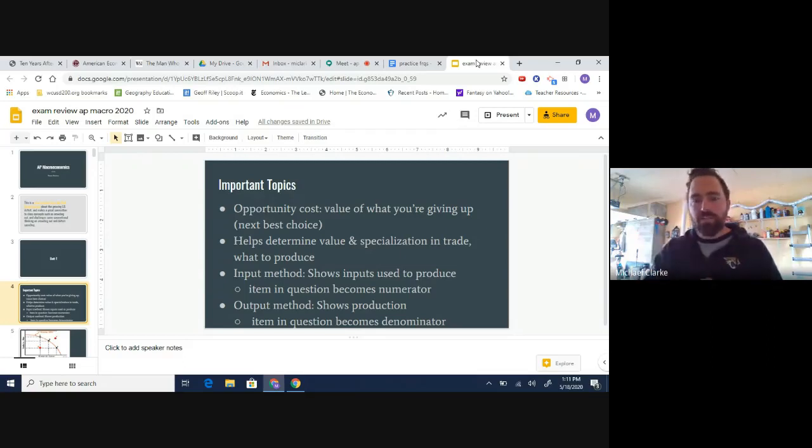And so we'll come back to this in a second and talk about some practice FRQs and how to use either the input method or the output method to determine opportunity cost and patterns of specialization. So that's the big topic number one for Unit 1, opportunity cost and comparative advantage.